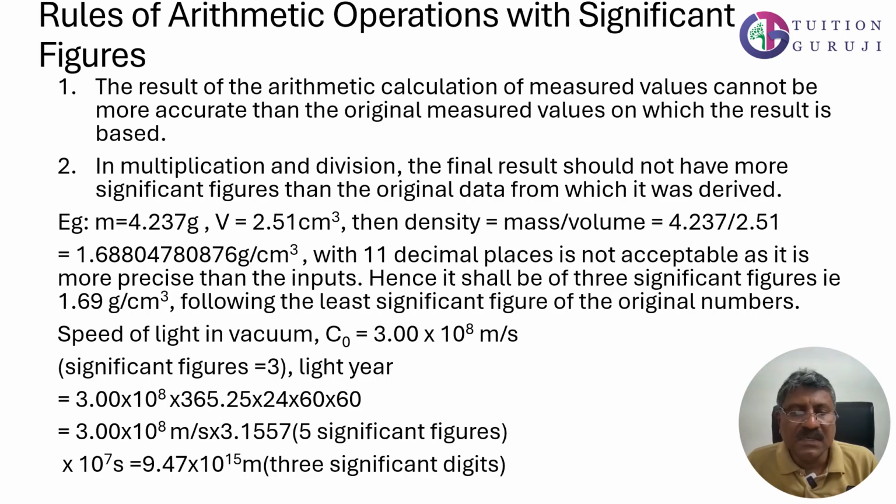Speed of light in vacuum is equal to 3 into 10 raised to 8 meter per second, only 3 significant figures, 3.00. Light year is equal to 3.00 into 10 raised to 8 into 365.25 into 24 into 60 into 60. So that is the distance traveled by light in 1 year. So the result can have only 3 significant figures. So that will be 9.47 into 10 raised to 15 meter.